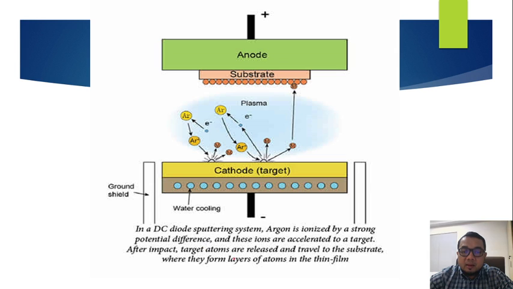So after impact, target atoms are released and travel to the substrate, where they form layers of atoms in the thin film. This is the target. So it will transfer to the substrate, where there is the chemical reaction.